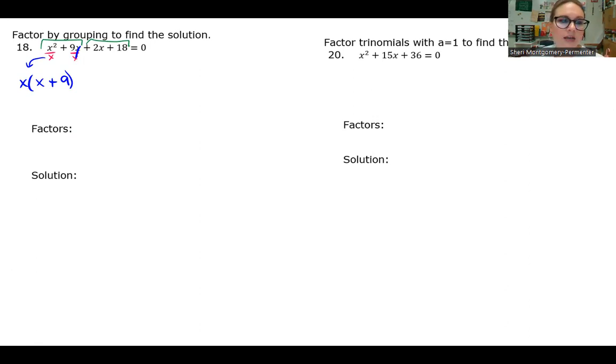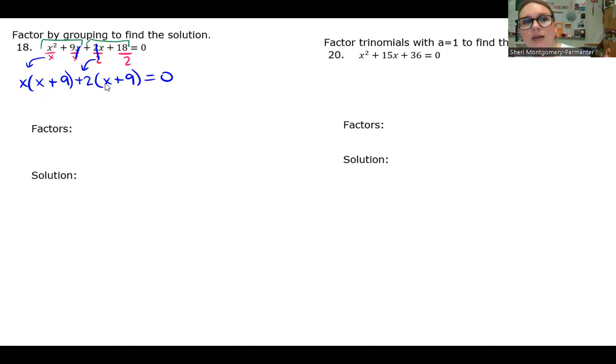My second GCF, what is it? 2. The only thing that is in common is a 2. Is that a positive or a negative? Positive, so I'm pulling out a plus 2, and then I write down what I have left. Anything over itself is a 1, so I have an x. 18 divided by 2 is 9. I ended up with 2 parentheses that are the same.